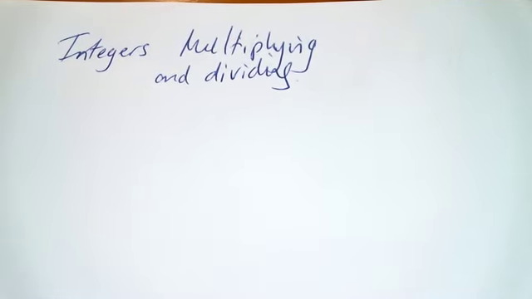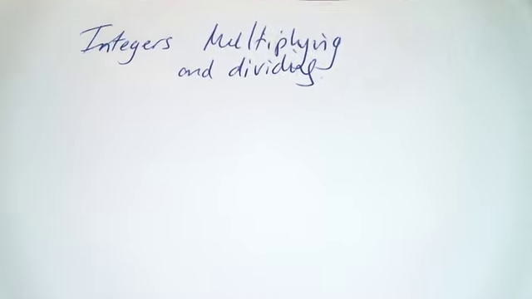Next, we're going to have a look at multiplying and dividing integers. This is slightly different to what we had before with moving left and right, with adding and subtracting, but very, very simple rules. And the rules are basically this.